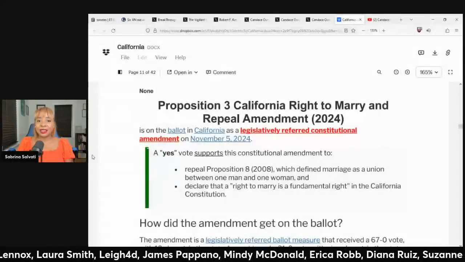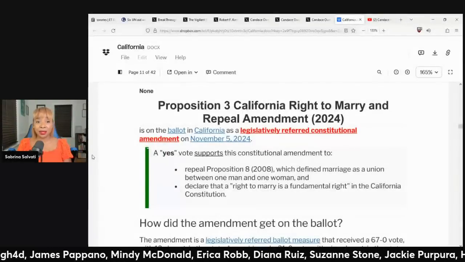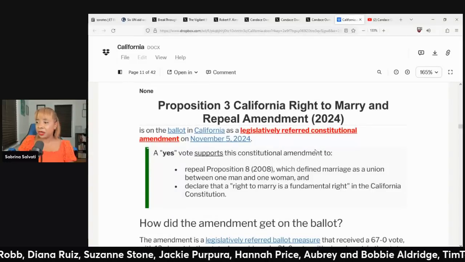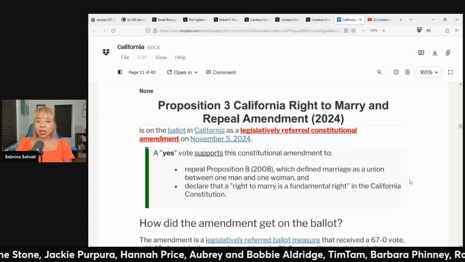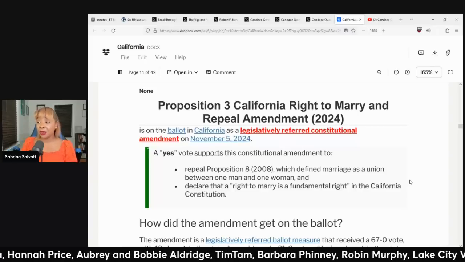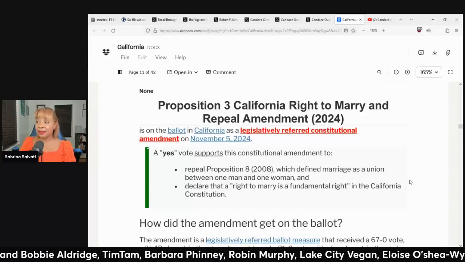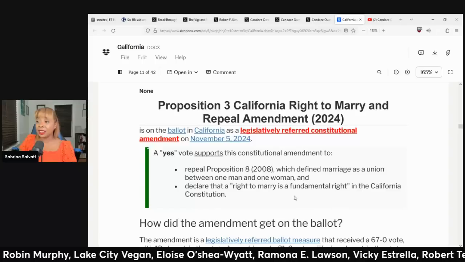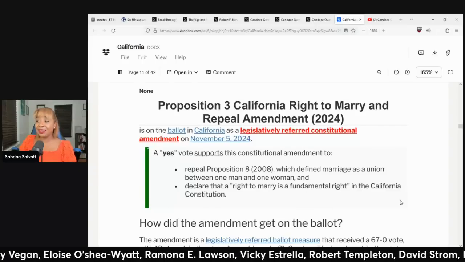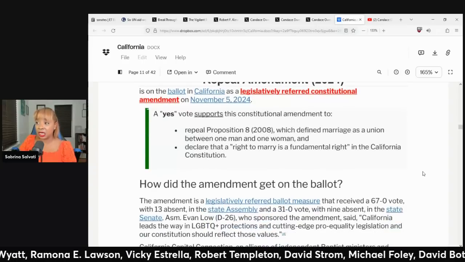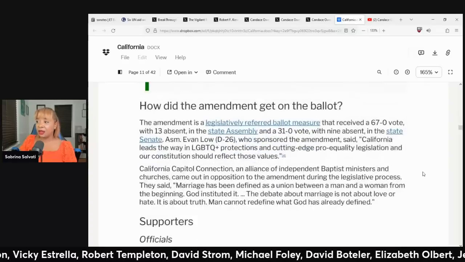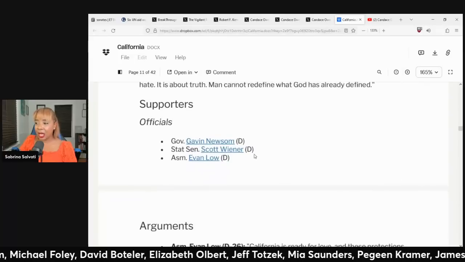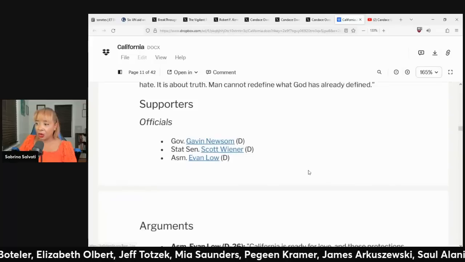Proposition 3, the Right to Marry and Repeal Amendment. What is this all about? This is on the ballot this November. A yes vote supports this constitutional amendment to repeal Proposition 8, which defined marriage as a union between one man and one woman, and declare that a right to marry is a fundamental right in the California Constitution. Interesting. Okay, so who is supporting this? Gavin Newsom, Scott Wiener, Evan Low.